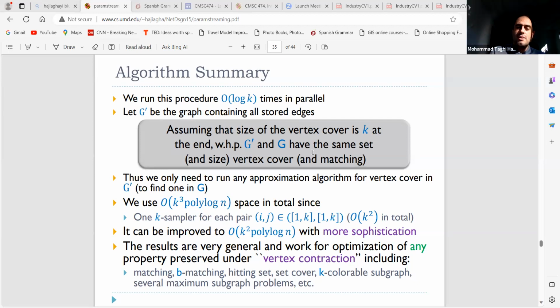And this is actually more general. You can show that this result applies to any problem which is closed under vertex contraction. Vertex contraction means contraction, the same thing that we discussed before. So if the graph has a property, and after you contract an edge the graph still has this property, then this approach works. This includes lots of things like matching, hitting set, set cover, k-colorable graphs, and several other problems.